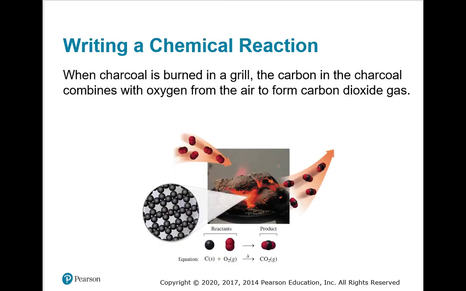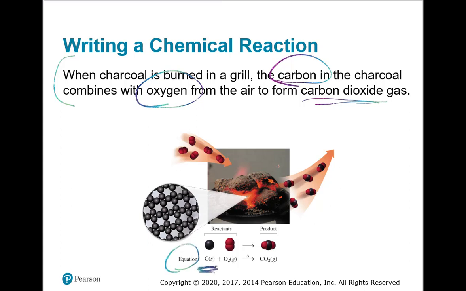Let's look at how to write a chemical reaction. When charcoal is burned in a grill, the carbon in the charcoal combines with oxygen from the air to form carbon dioxide gas. This is our word equation, and now we're going to put it into a symbolic form. So here's our equation in symbols.